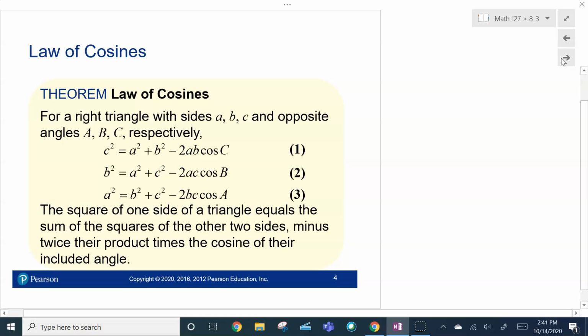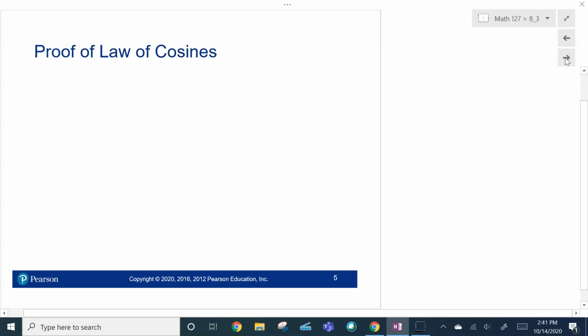Here is the law of cosines, and I'd like to do the proof so you can see where those come from. Here's the proof.